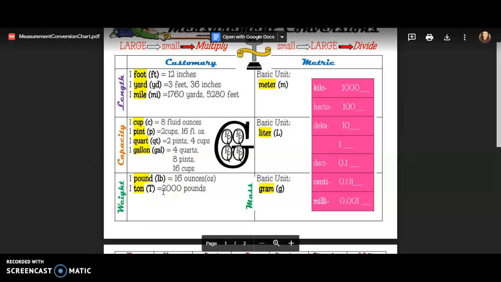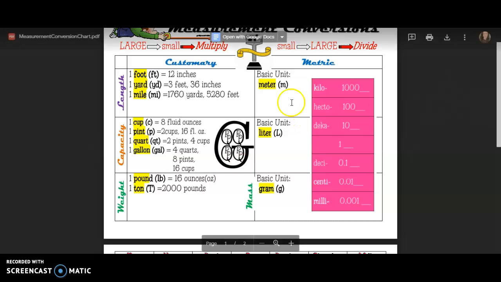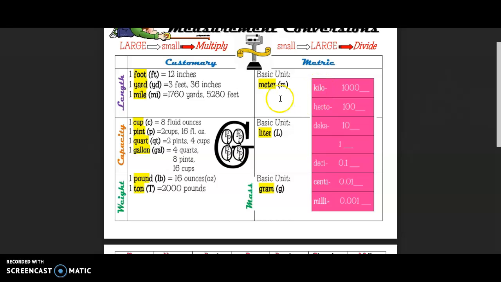Weight: we have pounds, tons, and ounces. 1 pound equals 16 ounces. 1 ton is 2,000 pounds. Now, the metric side is the standard thing for all of them, whether it's a meter, a liter, or a gram.